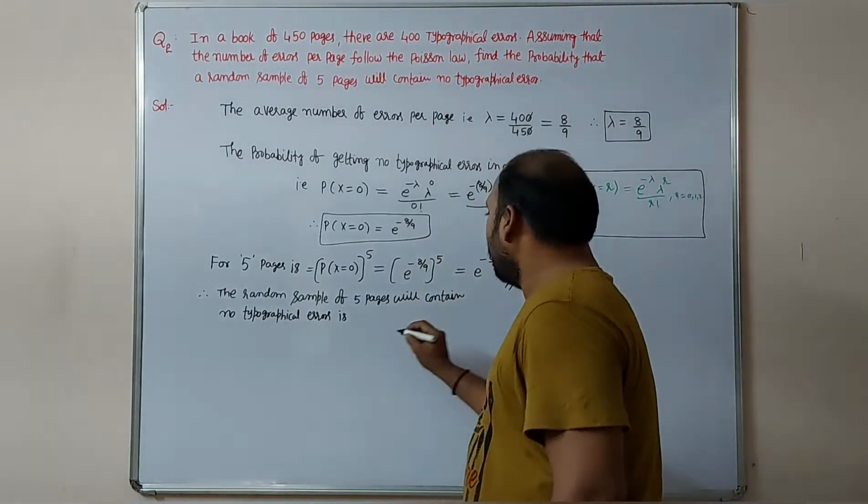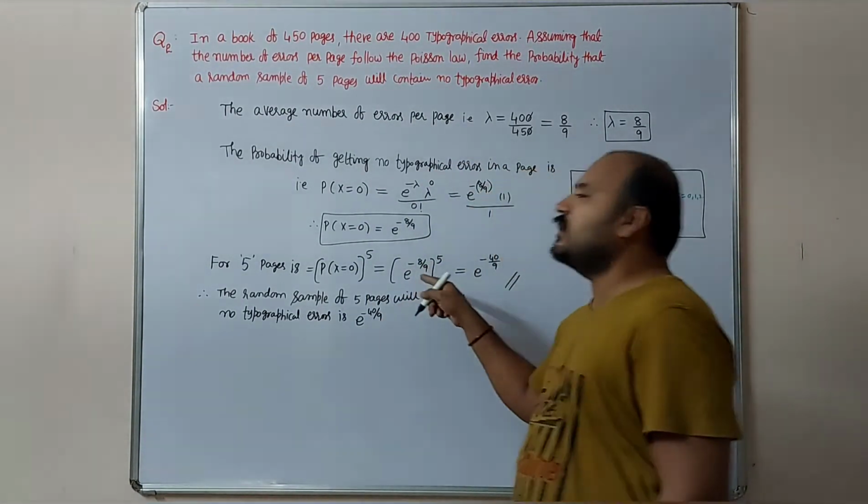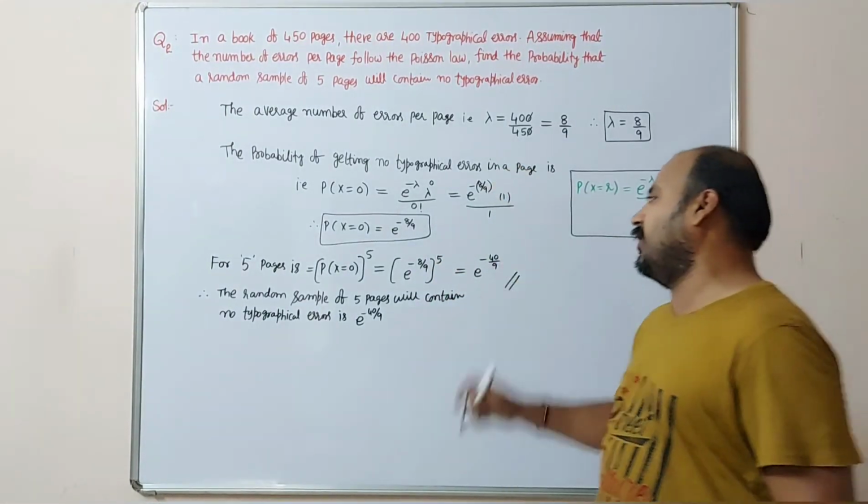e power minus 40 by 9, otherwise e power minus 8 by 9 whole power 5.